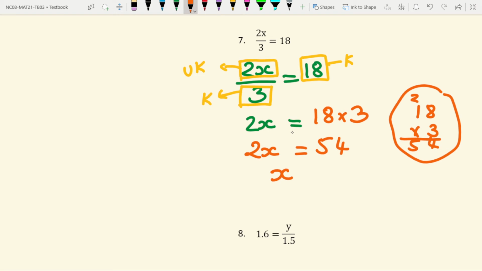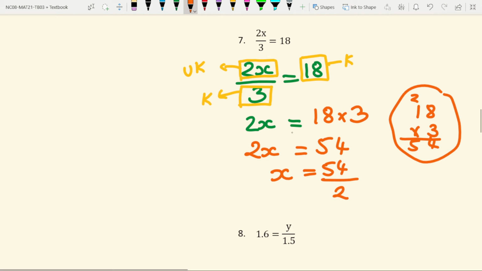But we require only x. The unknown term is only x. x is equal to 54, and 2 is getting multiplied. What is the relationship between 2 and x? It is getting multiplied with x. If there is no symbol between any two terms, then we have to consider it to be multiplication. So 2 into x, so into will turn into division. So 2 into x will turn into divided by 2. So 54 divided by 2.